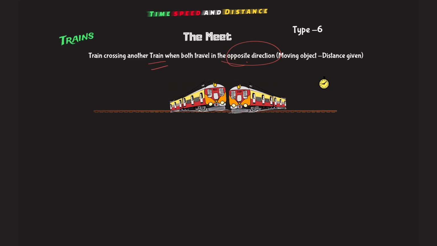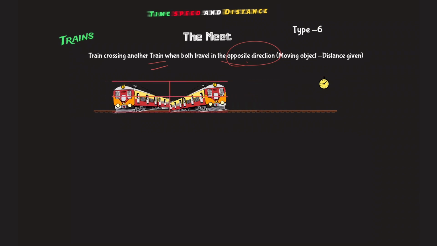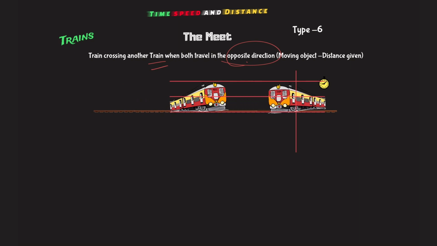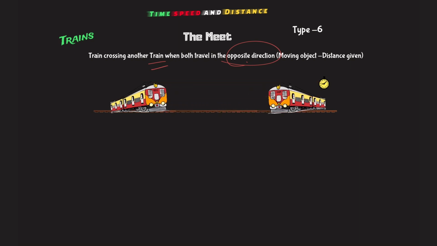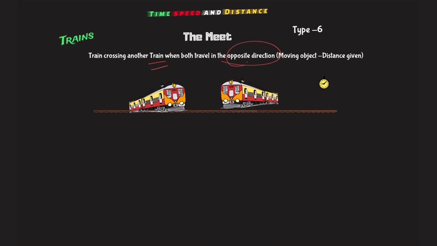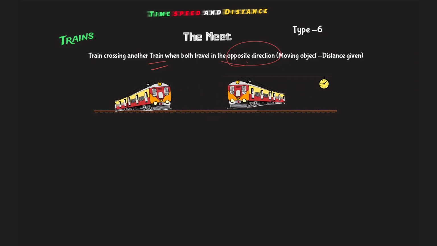So I hope you understand the difference between type 4 and type 6. Actually, type 4 starts from type 6. If you stop here, now if I ask you when will they completely cross each other, this is nothing but your type 4. So type 4 actually starts once you complete type 6, which is when they meet, then they'll cross. Now I'm just asking you when will they meet. So let's start by understanding how this will happen.